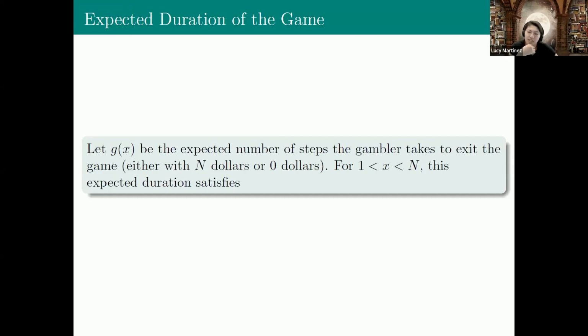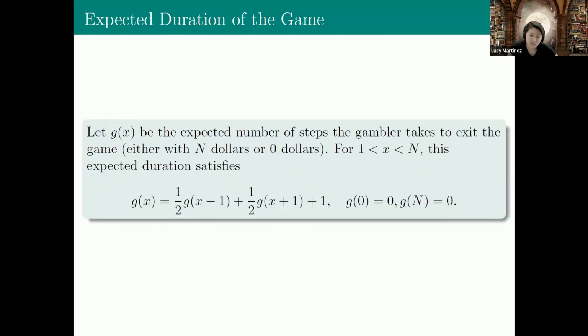So let's start with the expected duration of the game. Let's say that this function g of x represents the expected number of steps that the gambler takes to exit the game. In other words, it ends with either N dollars or $0. Then this expected duration satisfies the following recurrence relation with the following initial conditions.